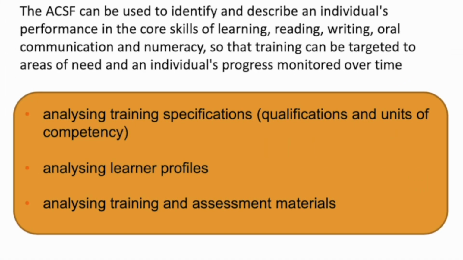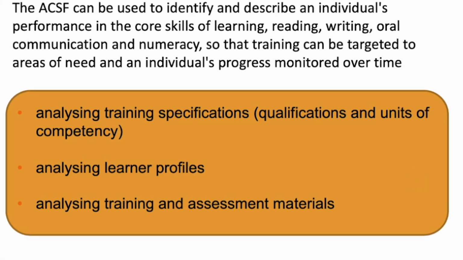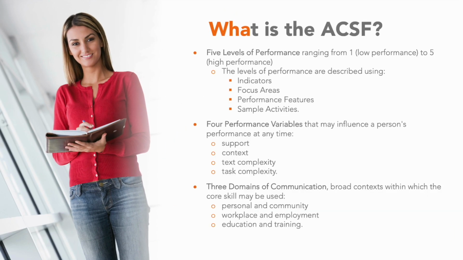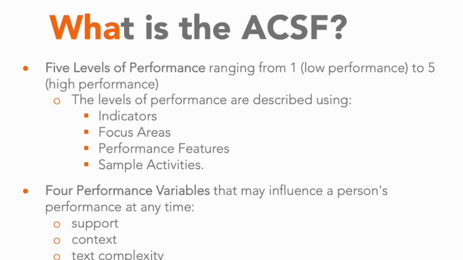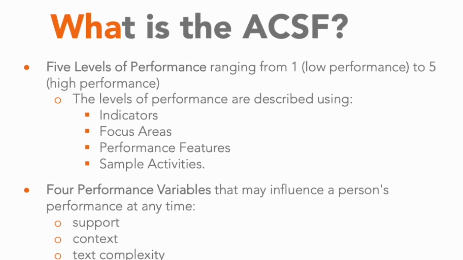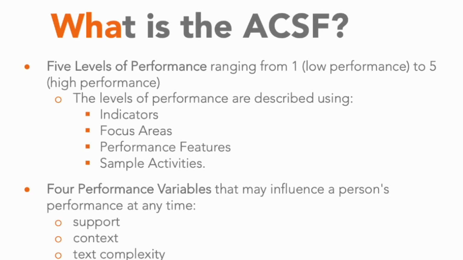The way we do that is by analysing the training specifications. These are the qualifications and units of competency. Then we analyse learner profiles, and finally we analyse the training and assessment materials. The ACSF provides us a lot of information regarding the development of core skills within individuals. First is the levels of performance, ranging from 1 to 5. These are described using the indicators, the focus areas, the performance features, and sample activities within the ACSF document.